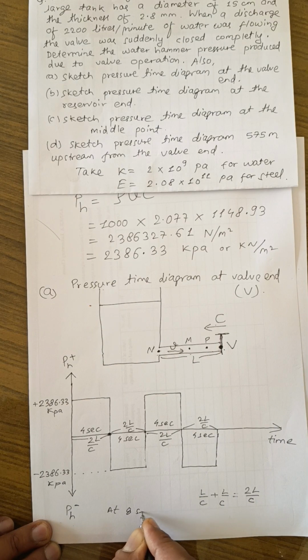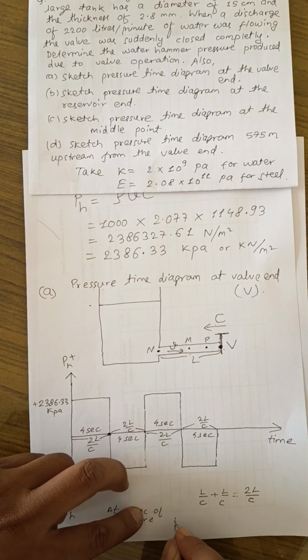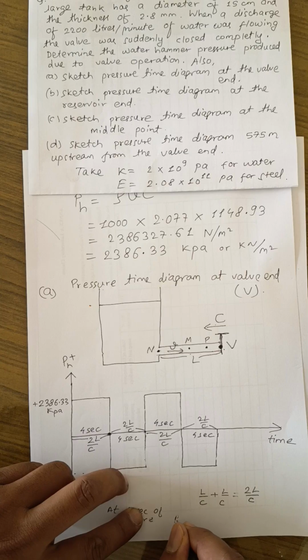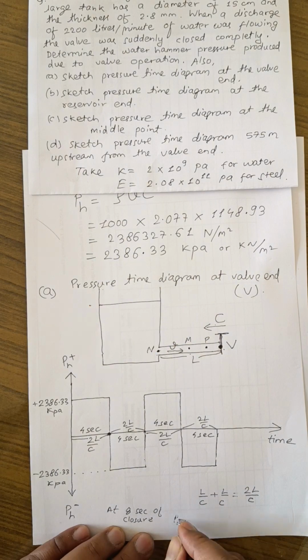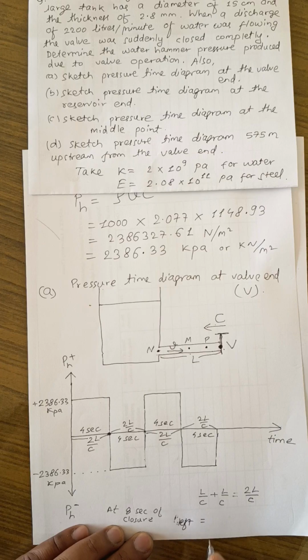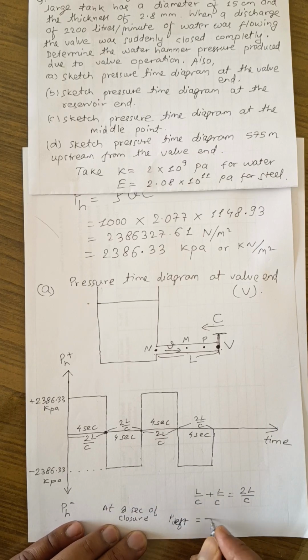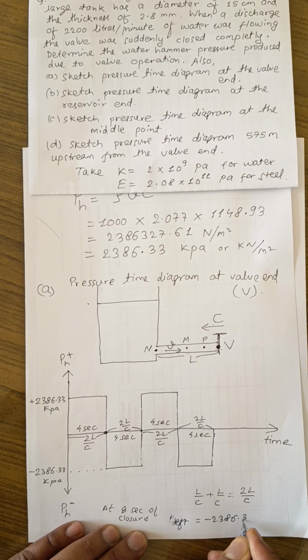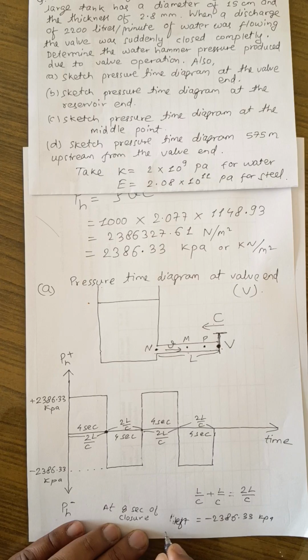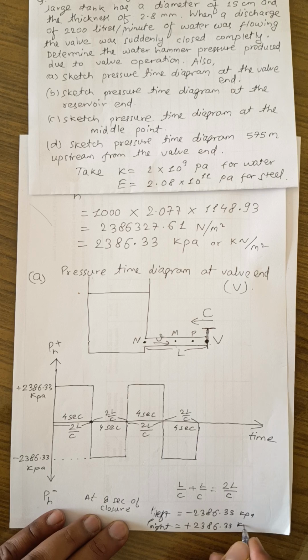After 8 seconds of closure, the pressure is how much? The pressure is going to be whatever the pressure P left is. How much is the pressure P left? The pressure at the left is minus 2386.33 kilopascal, and the pressure at the right is plus 2386.33 kilopascal. You have to say it like that.